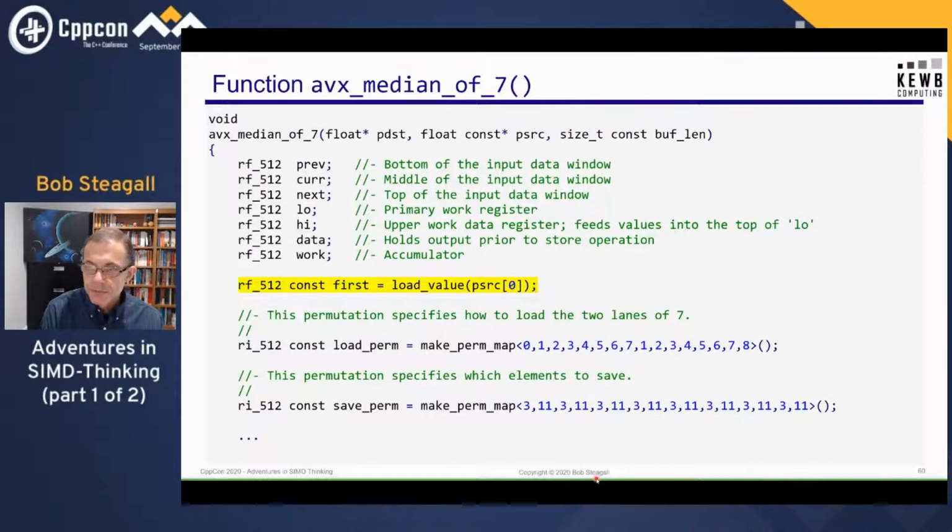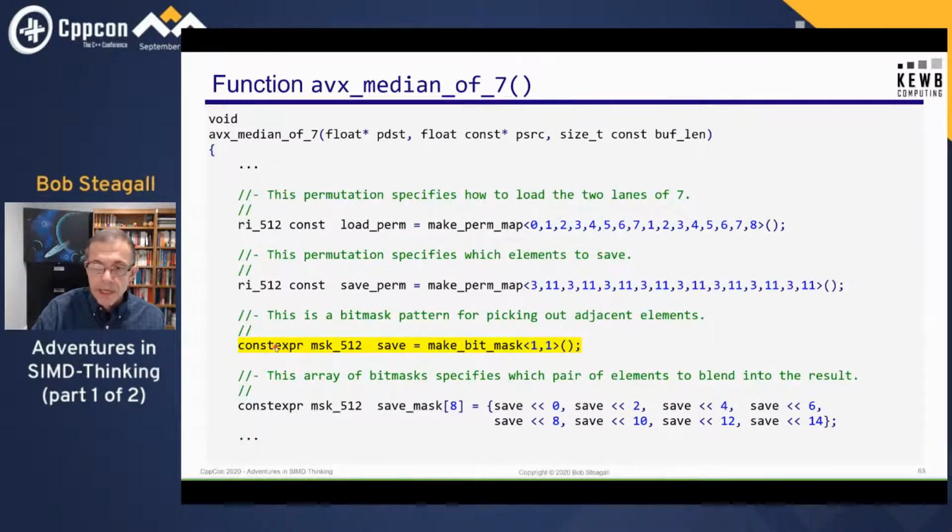So I begin execution. First thing I'm going to do is I have a work register called first, and I'm just going to load it with the value that's in the 0th element in my array. First is going to temporarily hold this data for purposes of the lower end boundary condition. I'm going to compute my permutation, and I'm going to compute my save permutation. Now keep in mind, these things are declared const, and there's no work here that's done at runtime. The compiler actually pre-computes these things ahead of time and puts them in static memory.